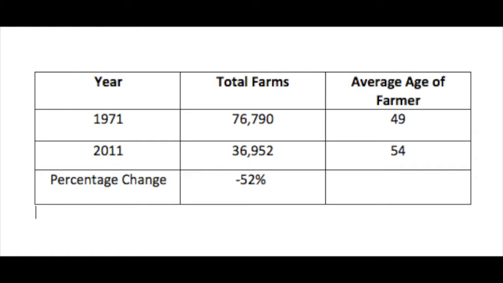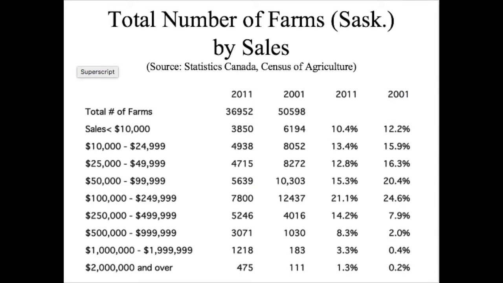On the next two graphs, we look at the total number of farms in Saskatchewan by sales. Now these two tables only show us the difference between 10 years, when in fact the article itself talks about a difference within 50 years. When we look at the number of sales, you can see a trend. That trend is the difference of sales throughout the years. It shows that more farms had a lower total of sales in 2001 compared to 2011.